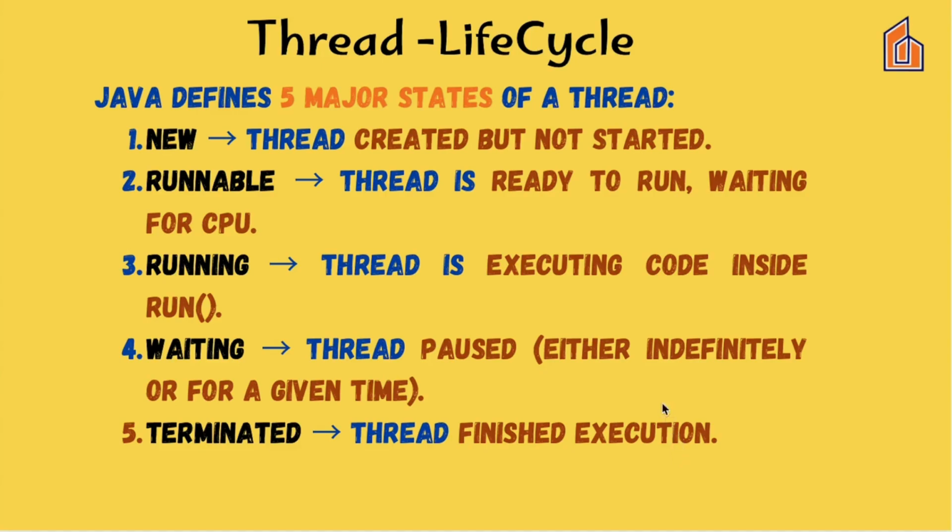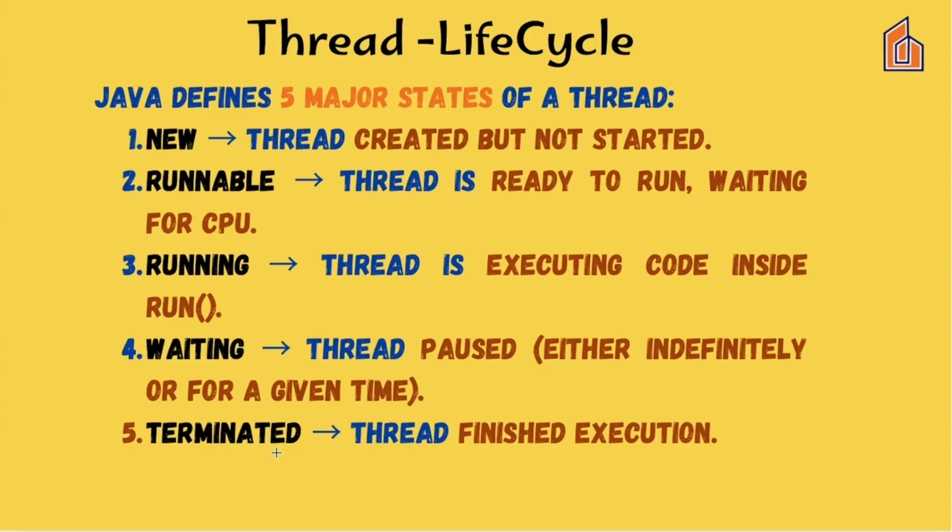Now you can think of an analogy. Think of a passenger at a railway station, okay? New is like a ticket bought. Runnable is like standing on the platform. Running is like the train is moving. Waiting is like the train stopped at the station. And terminated is like the journey finished.